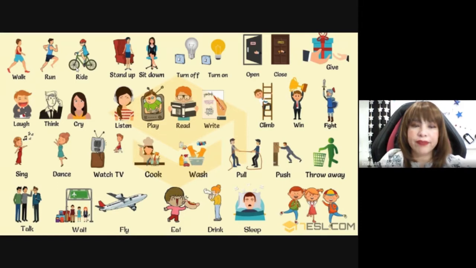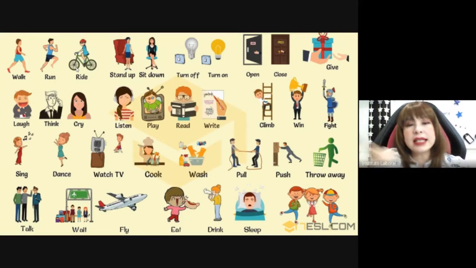Laugh. I laugh out loud. Ha ha ha ha ha. Think. Cry. Those are actions. Remember, verbs are actions. And in order to create or make a sentence, you need a subject and a verb.